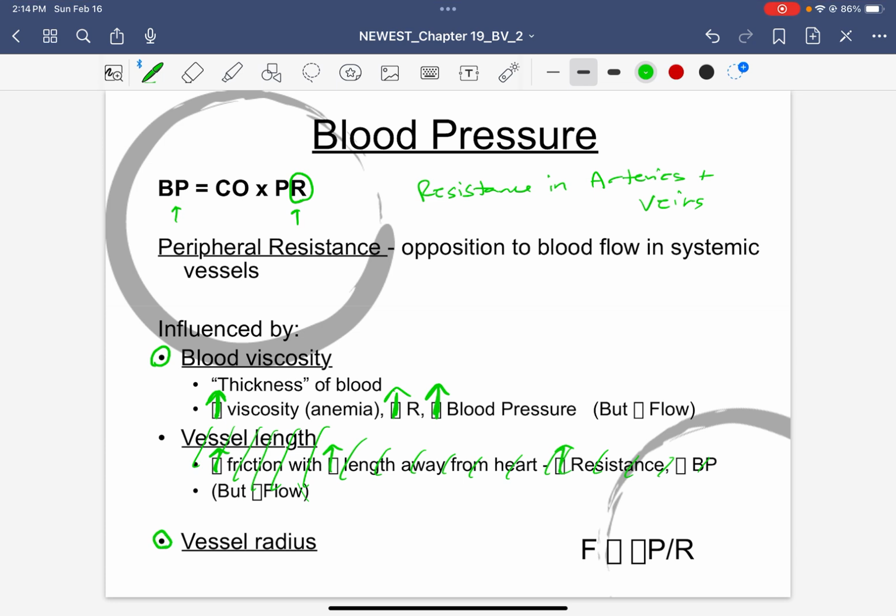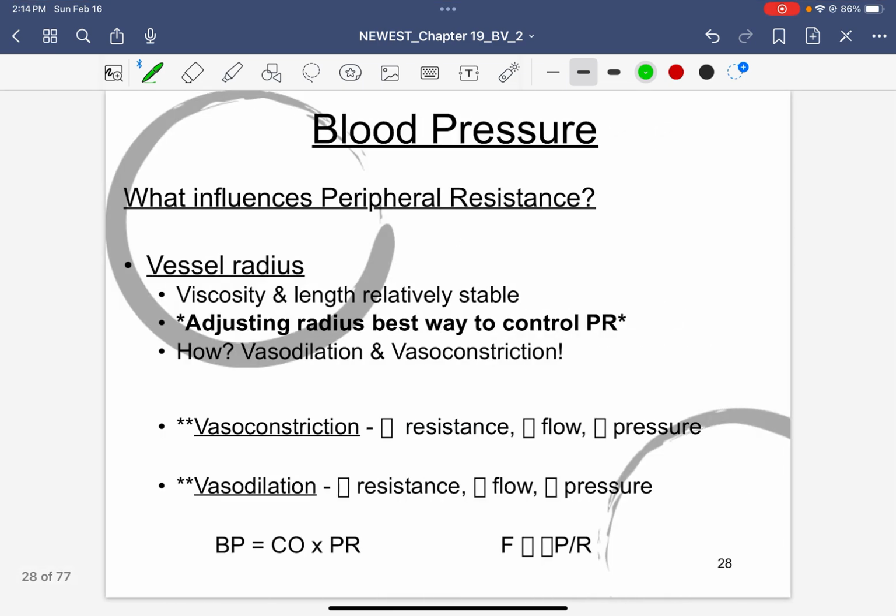And radius. Vessel radius is the number one thing that affects resistance. Because it's not that common that our blood viscosity changes, really. It's possible, but our body's pretty good at maintaining a normal viscosity. So while it could happen, a change in blood viscosity is not very common. But what we do have commonly is changes in vessel radius. Okay, so here's what I want to talk about. This is the most common way resistance is altered in blood vessels.